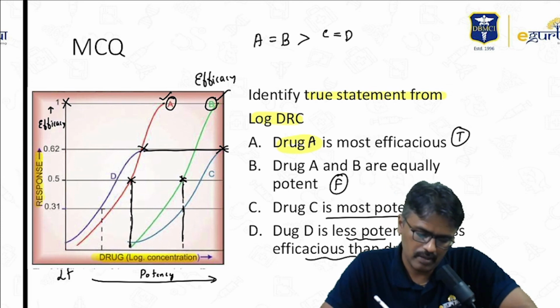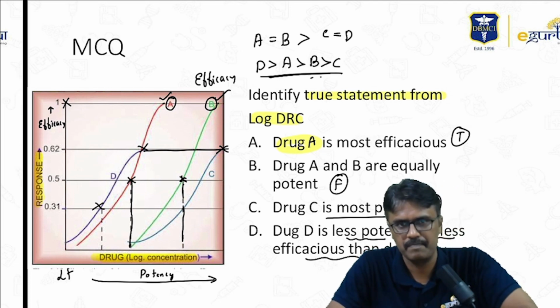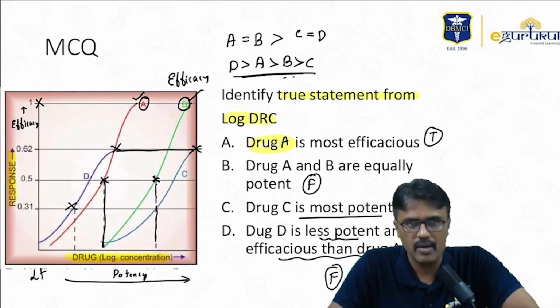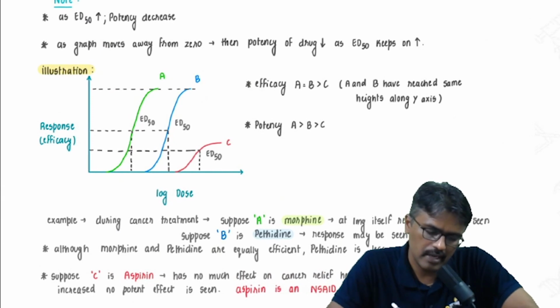Now coming to the effective dose 50, if I write potency, the most potent is D, then A, then B, then C. This is what we mean by potency. What is important in clinical practice is the efficacy. So this was the thing we discussed in the class illustration.